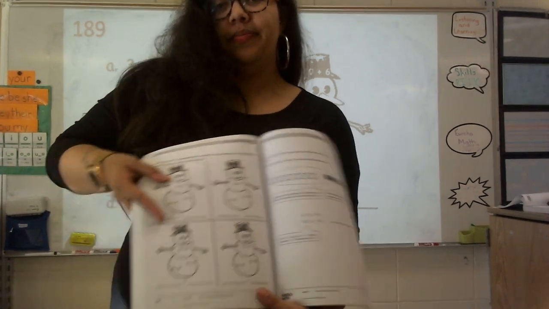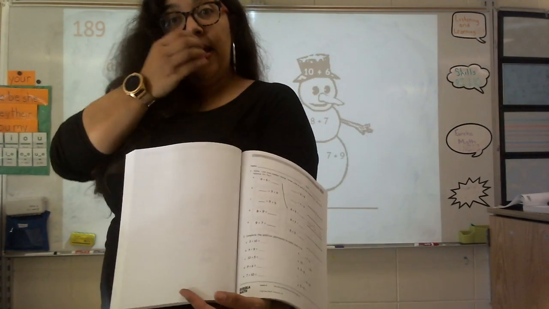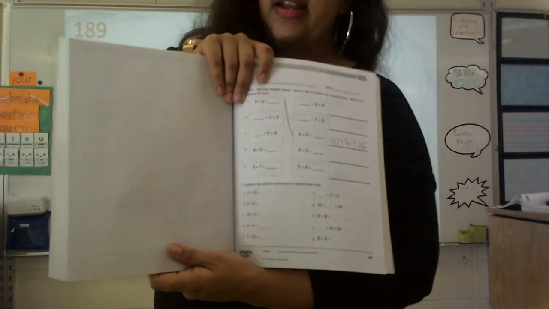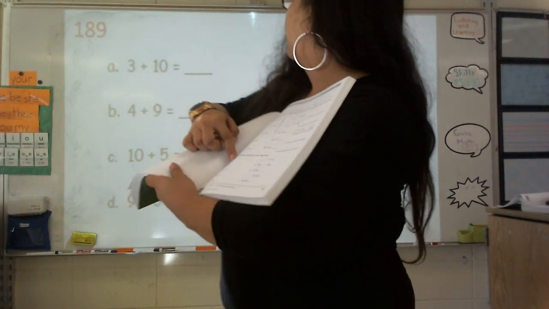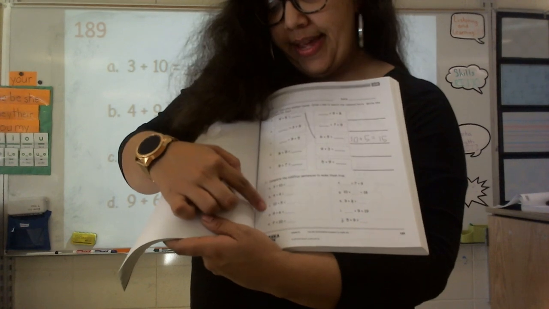All right, so 189 is the front side. You saw the snowmans, which means we are going to use one of the snowmans from the back side. So we're working on this side here. We're actually doing question number 2, letters A, B, C, and D.